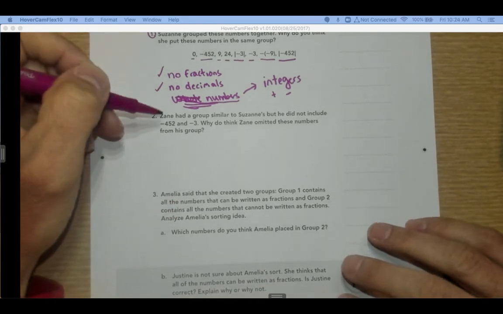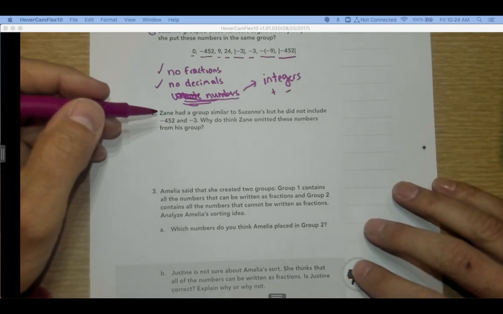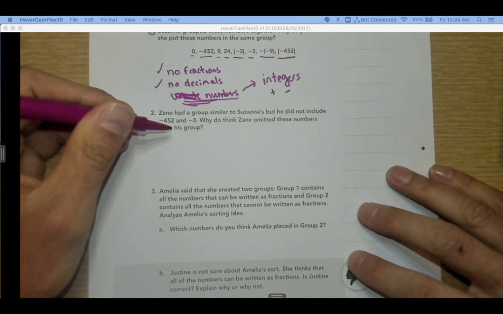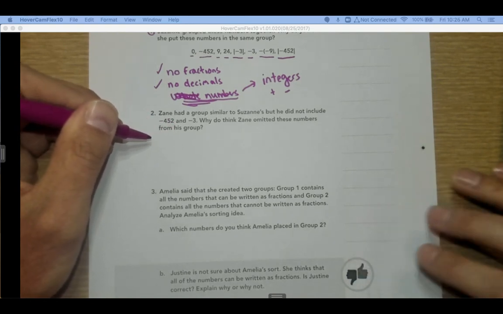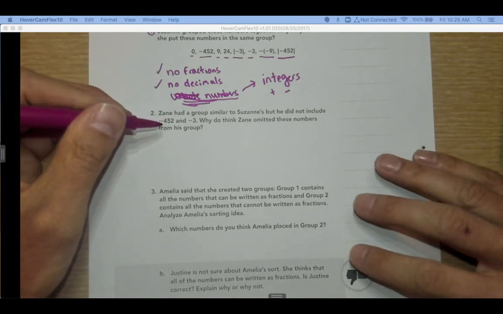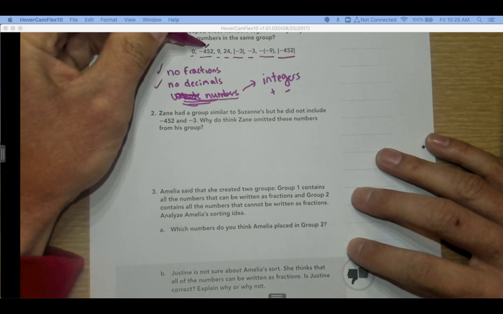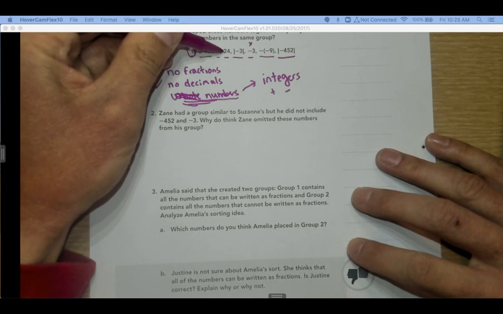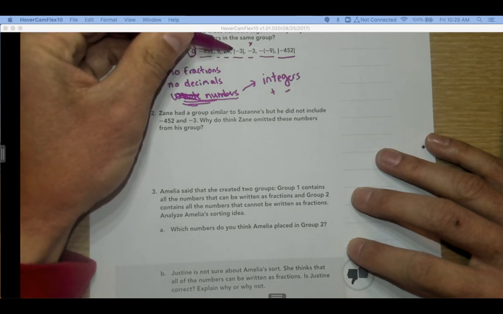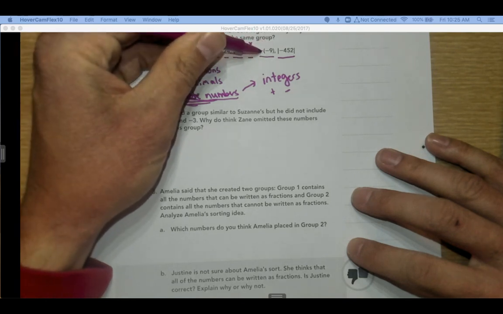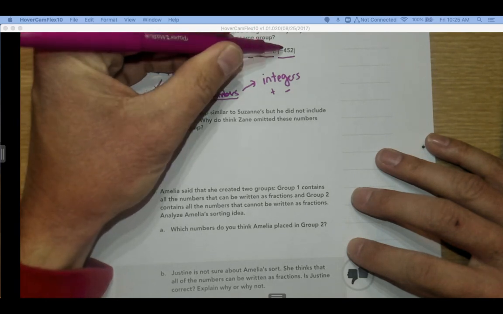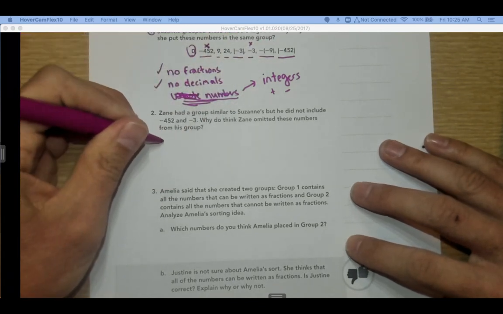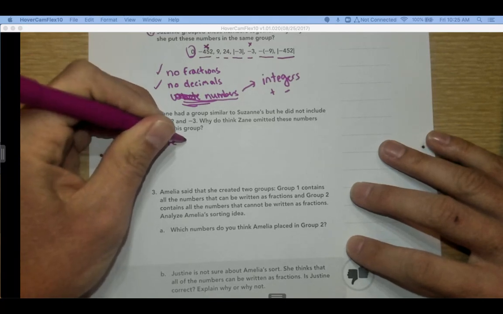So Zane had a group similar to Suzanne's, but he did not include negative 452 and negative 3. Why do you think Zane omitted these numbers from his group? Well, let's look at the other ones. So if we take out this one and we take out the negative 3, 0, 9, 24, the absolute value of negative 3 would be 3. The opposite of negative 9 is 9. The absolute value of negative 452 is 452. Well, the other values would all be positive.